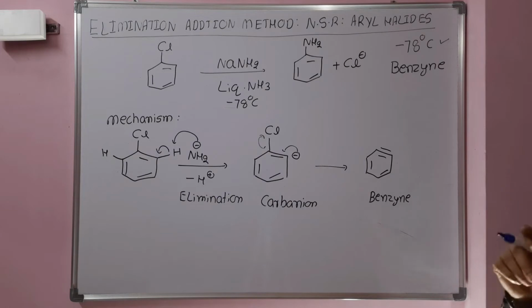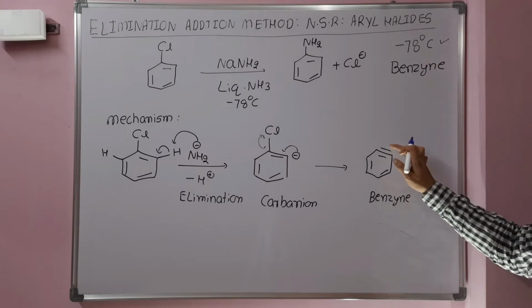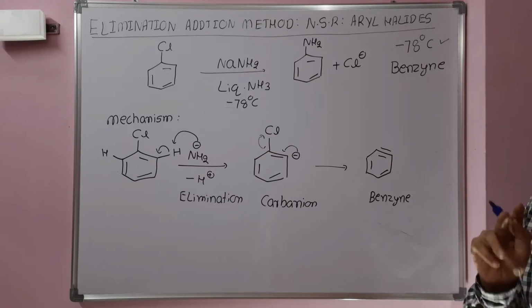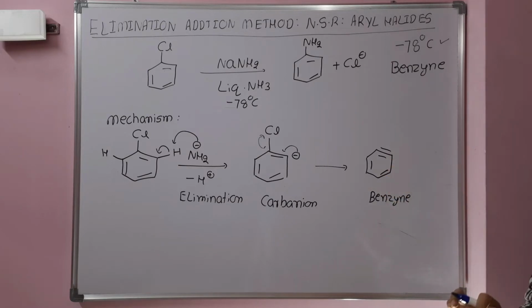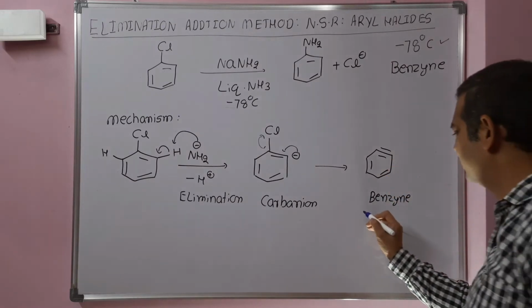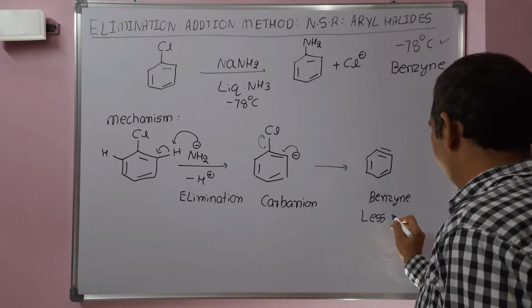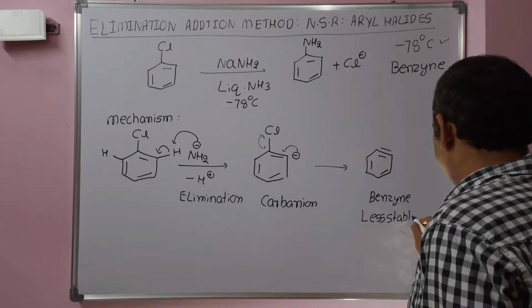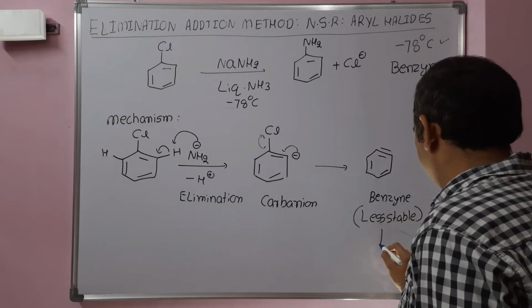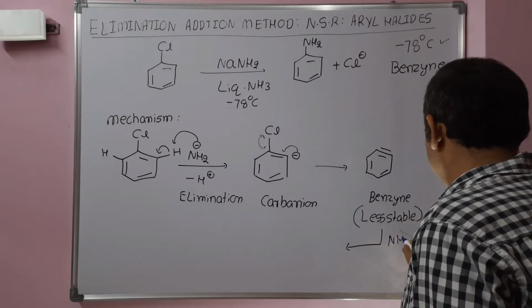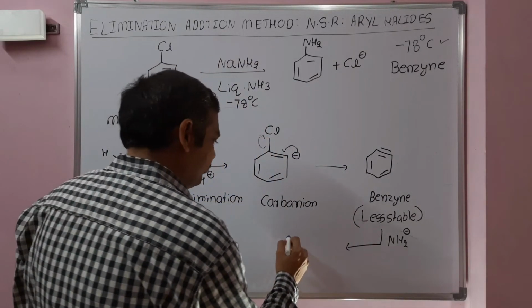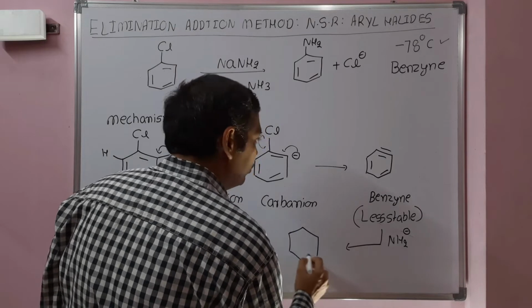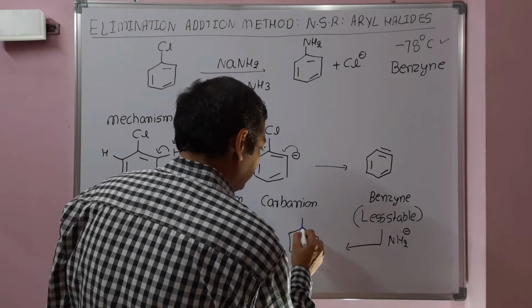If you compare the stability of benzene and benzyne, benzyne is less stable. The reason is the extra 2 electrons deform the hexagonal ring. This is less stable when compared to benzene. Because it is less stable, it will react with NH2 minus. NH2 minus is there in the reaction mixture, and that will attack over the benzyne. So NH2 will attack here.